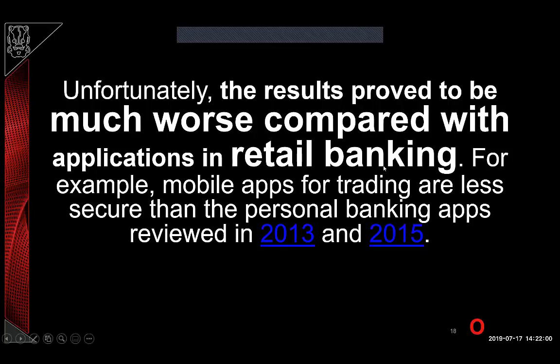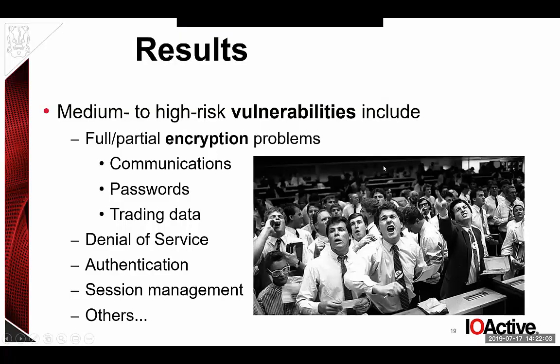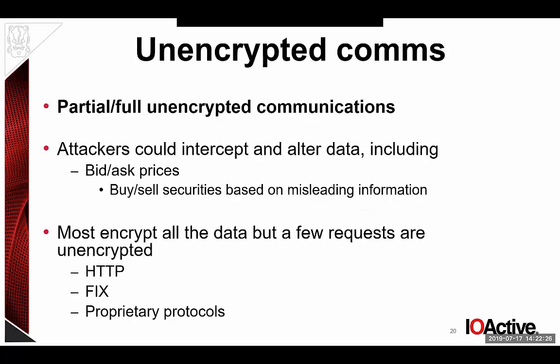Now, let's see the details on those results. Normally, we have medium to high vulnerabilities. The most severe ones are encryption problems, of course. Without encryption, it's quite easy to eavesdrop your passwords, your trading data, etc. We have other problems such as DoS, authentication problems, session management problems. When it comes to encryption, what I saw were partial and full unencrypted communications. I think everyone here knows the risks of this, right?